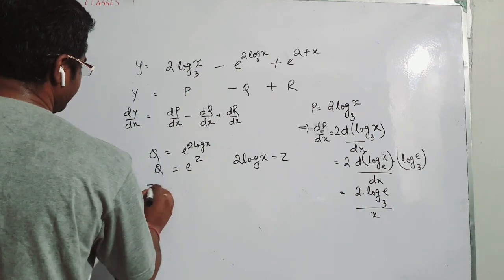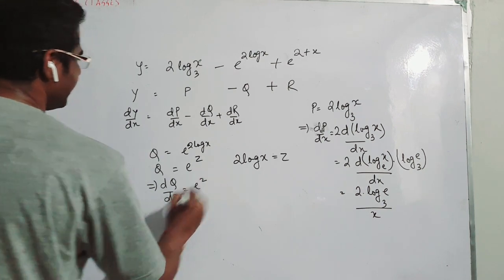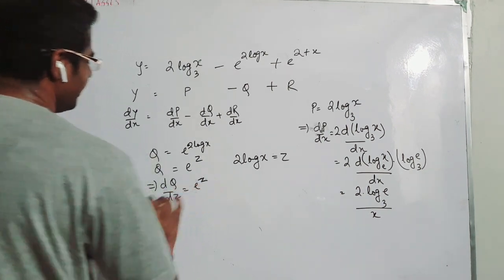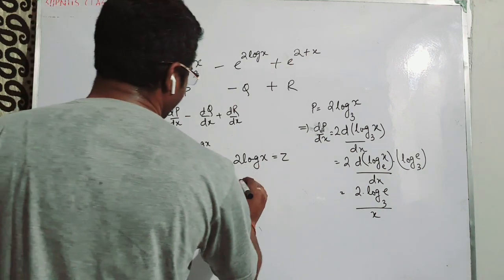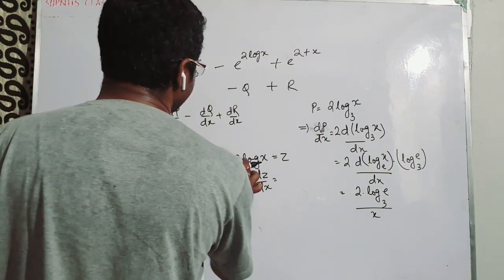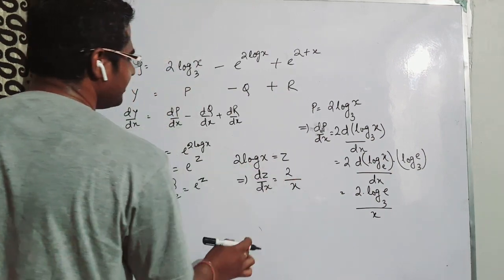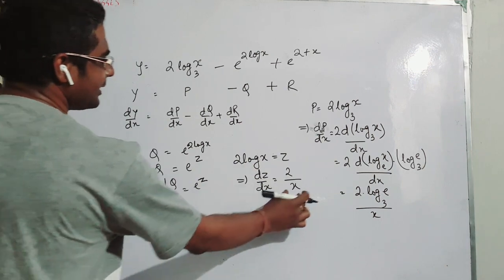ठीक है? q is equal to e to the power z, and I'll do dq/dz is equal to e to the power z. ठीक है? dq/dz is equal to e to the power z. Clear? Now here I'll do dz/dx. Can I do that? I can easily do that. ये दो तो कांस्टेंट है, अलग से निकल जाएगा. d log x by dx है ना, log x का है ना, 2 by x.